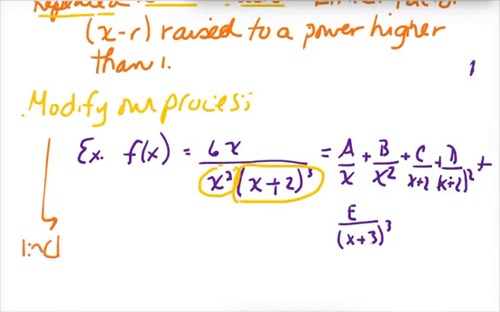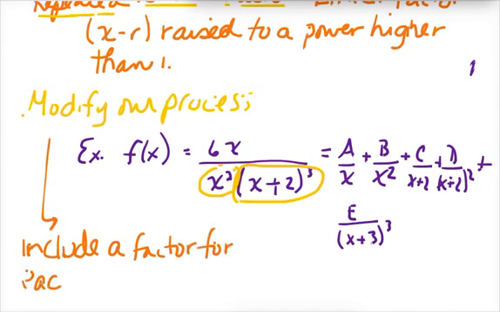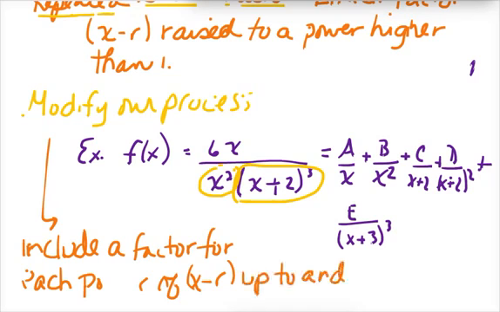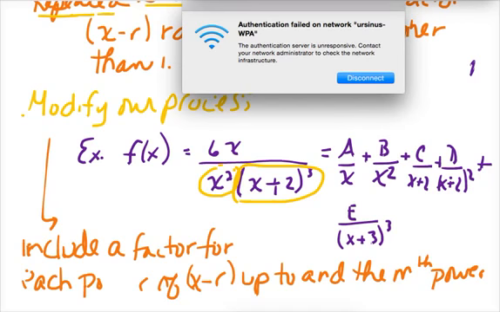So we're modifying the process. You're going to include a factor for each power of x minus r, up to and including the last power. I'll just call it the mth power. If this would be m in this case, m is 2 in that case.